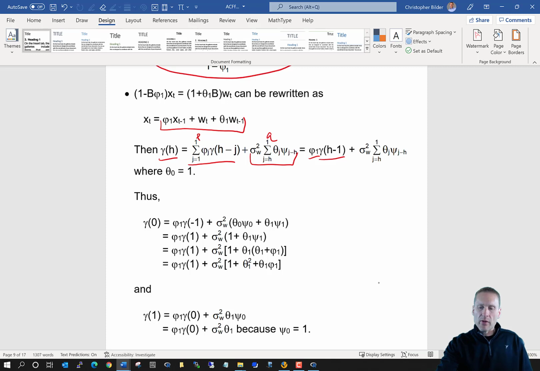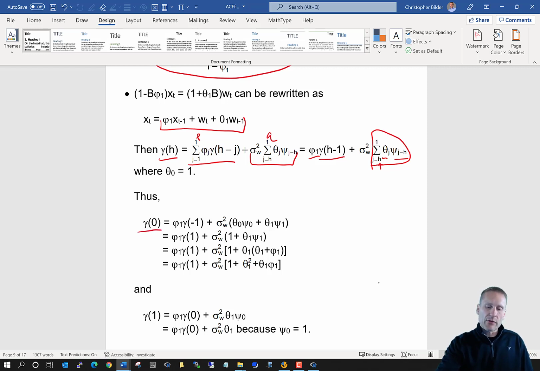Sigma squared w times the sum from j equals h to 1. Notice the role that h is going to play here. Since h can be greater than 1, this term, when h is greater than 1, is going to be 0 because it's an empty sum, using the standard definition of what summations are. And we have a theta j psi sub j minus h.